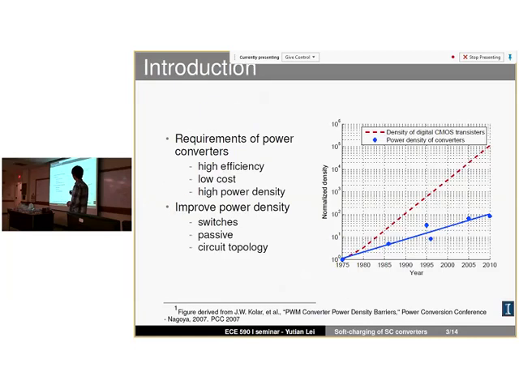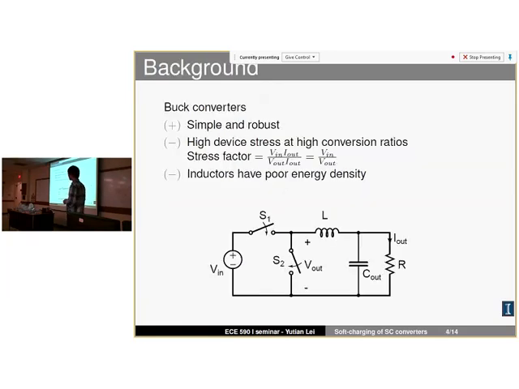And if it's not already obvious from the title, we are going to look at how switch capacitor converters will improve the power density. So before I go into switch capacitor converters, I'll talk about the buck converters. Buck converters, as we all know, are very simple. People understand them pretty well. They're very robust. So we'll use that as a baseline for our comparison.